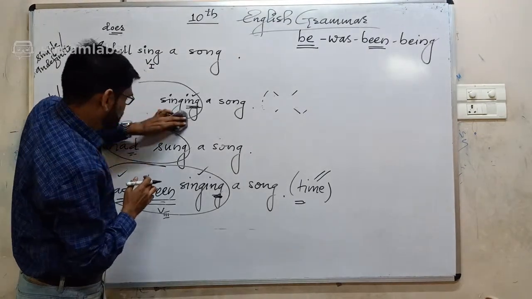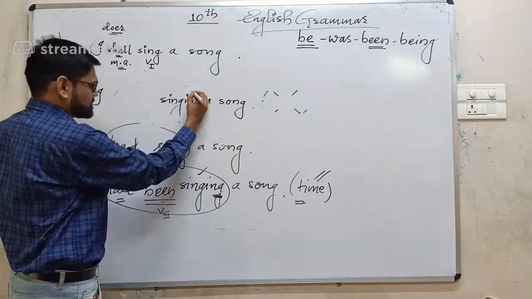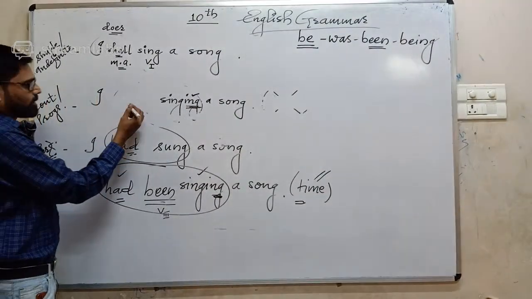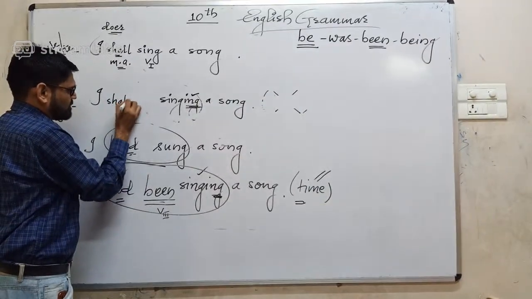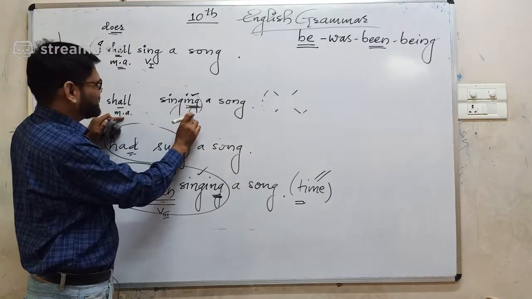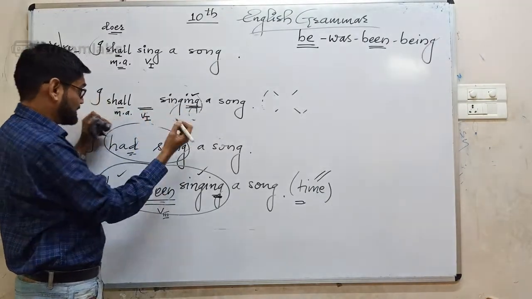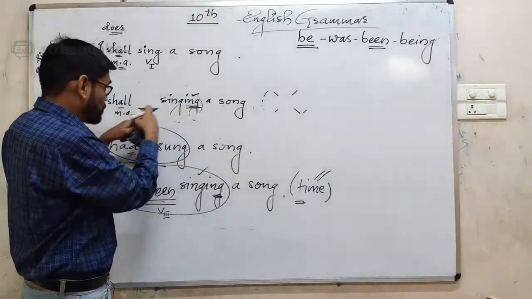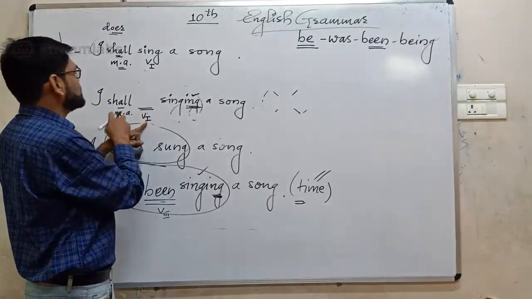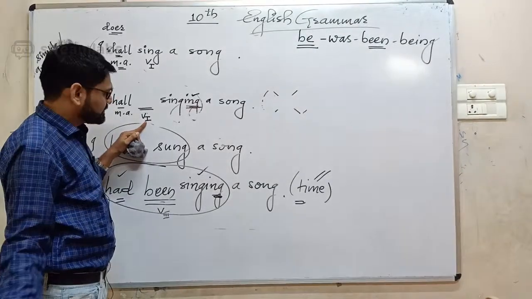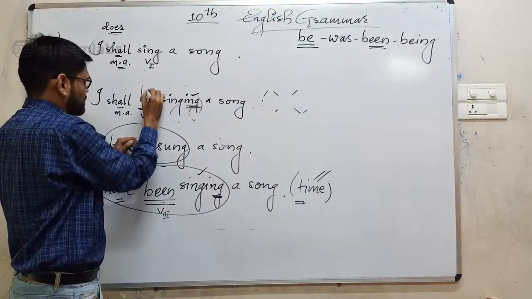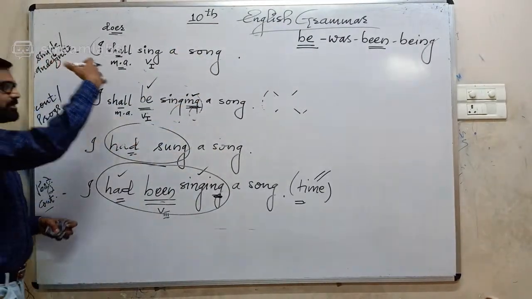Now, we come to future continuous tense. It's continuous, ing cannot be removed, but future tense has a modal auxiliary, and after a modal auxiliary, V4 cannot be written, only V1. Again, another dharma sankat. The word we used was dharma sankat. When two words mutually do not adjust, do not cooperate with each other, that time we need such a word. Shall singing is just out of the question. That time, what do we need? V1. Again, dharma sankat, go for sankat mocha. Be. I shall be singing a song.